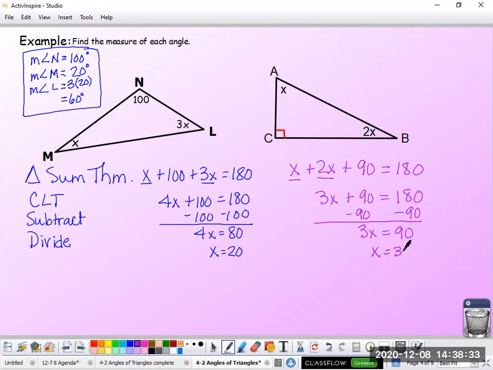And x is 30. So again, looking for the measures of the angles. We know the measure of angle A is x, and x is 30, so the measure of angle A is 30. The measure of angle B is 2 times x, or 2 times 30, and it's 60, and we know that the measure of angle C is 90.